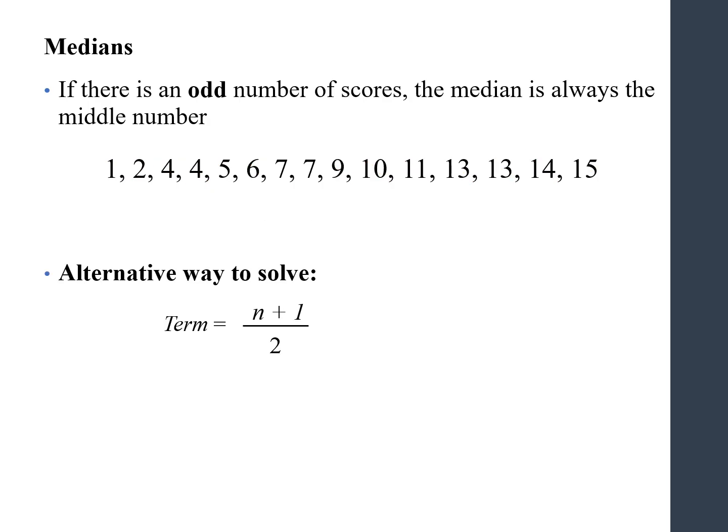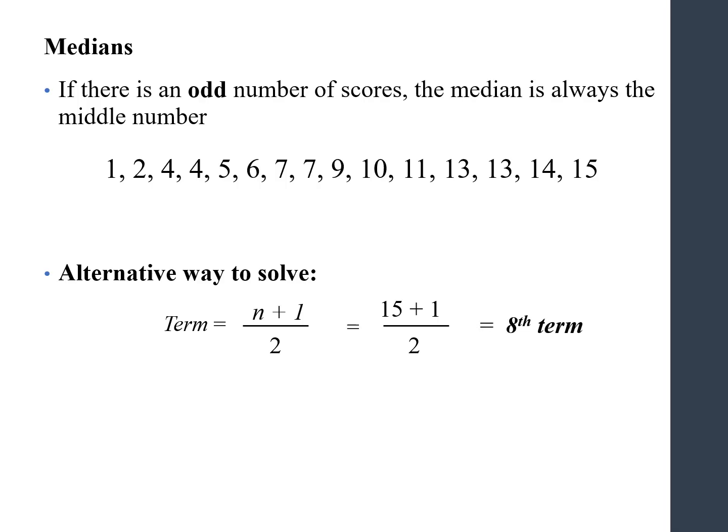However, say you don't want to solve by marking off each number individually because it takes up space, or there are so many numbers that this would be time-consuming to do. You can also solve by adding 1 to your n and dividing by 2 to find the term. In this case, there are 15 scores. If you add 1 to 15 and divide by 2, you get 8.